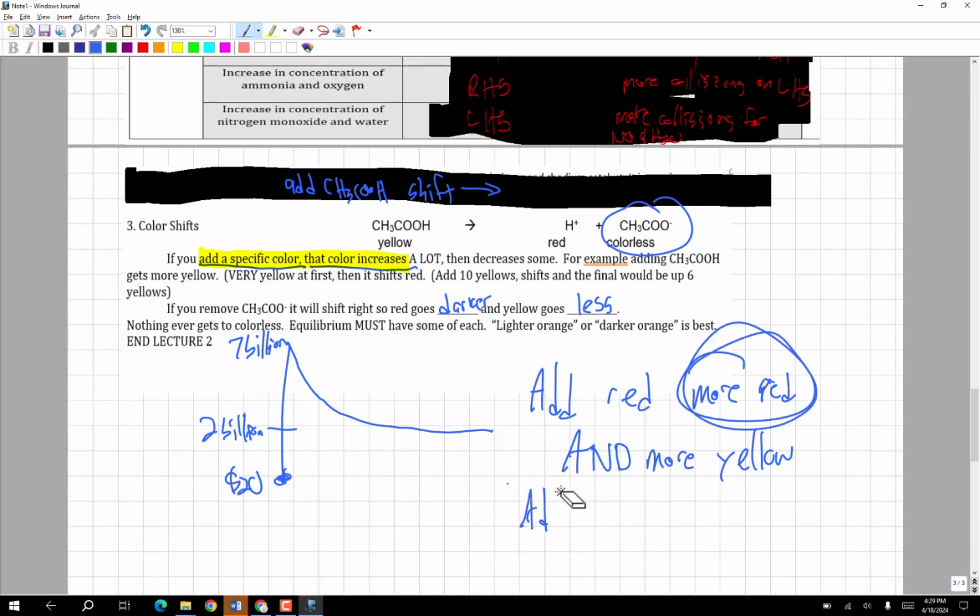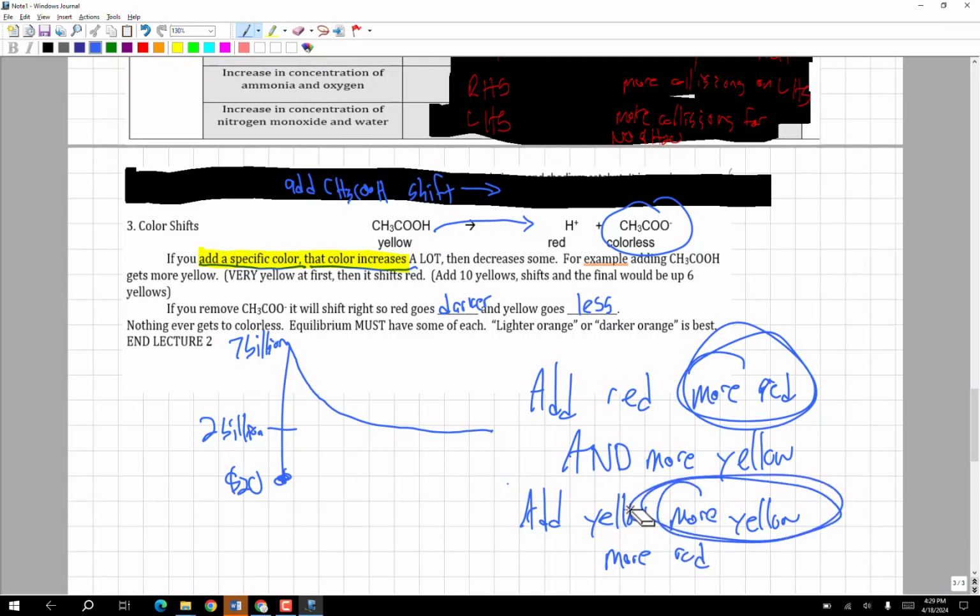If I add yellow, I get more yellow. And because I'm shifting to the right, I get more red too. But more yellow wins. So what happens? It gets yellower. So we know yellow and red make orange. So if it shifts left, it would be lighter orange. If it shifts right, that would be darker orange.